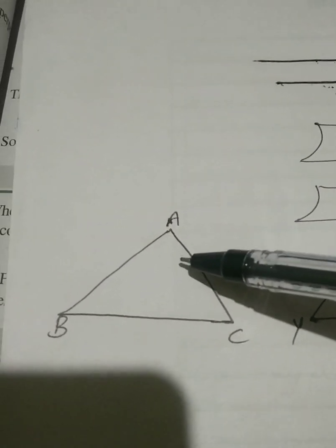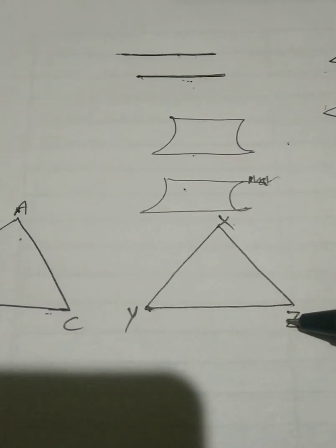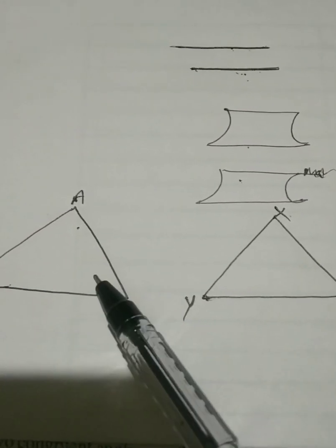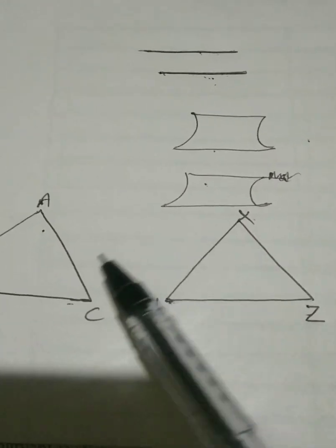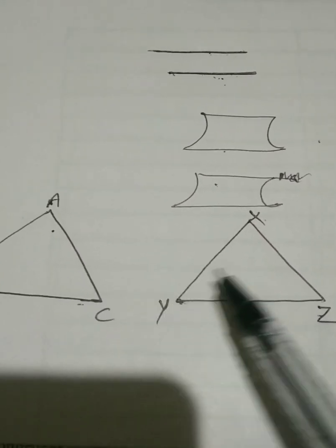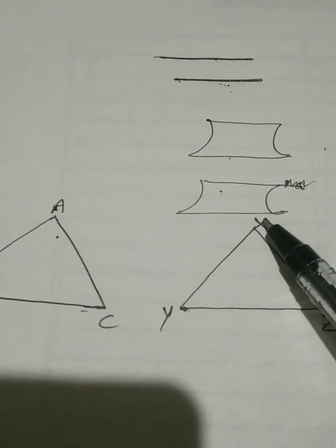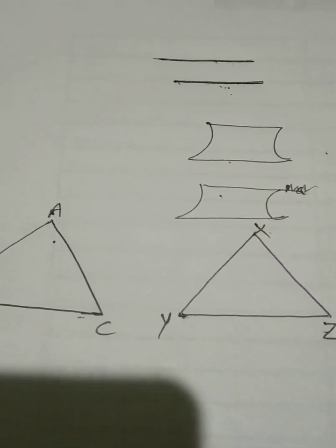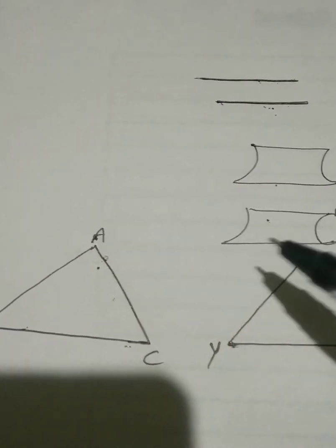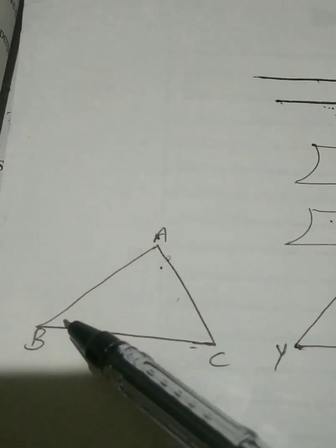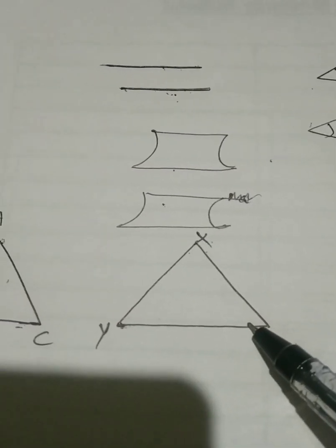Now you can see here one triangle ABC and another one XYZ. If I trace this triangle and place it over the other triangle, these two will be the same. And we can say triangle ABC is congruent to triangle XYZ. Here angle A is equal to angle X, angle B to angle Y, and angle C to angle Z.